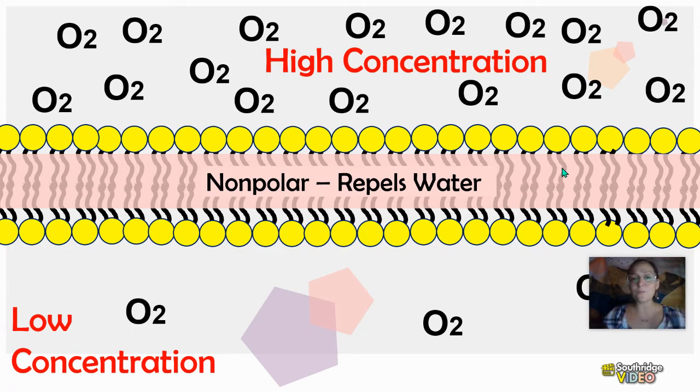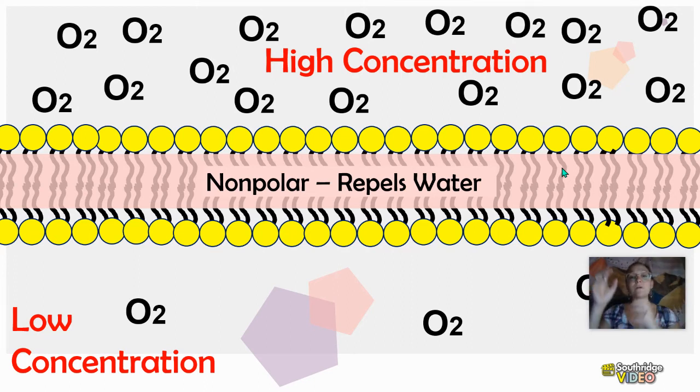So why this matters is that when we talk about how molecules can enter or leave a cell, one of the ways is diffusion. And diffusion is simply when molecules move from a high concentration to a low concentration without using any energy. It's due to just random collisions and random movement. So in my slide here, you can see there's a high concentration of oxygen outside the cell, but a low concentration of oxygen within the cell.